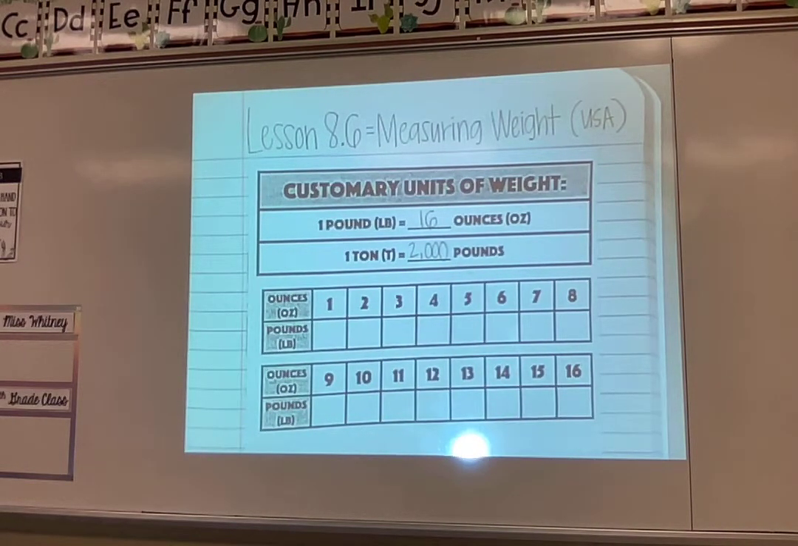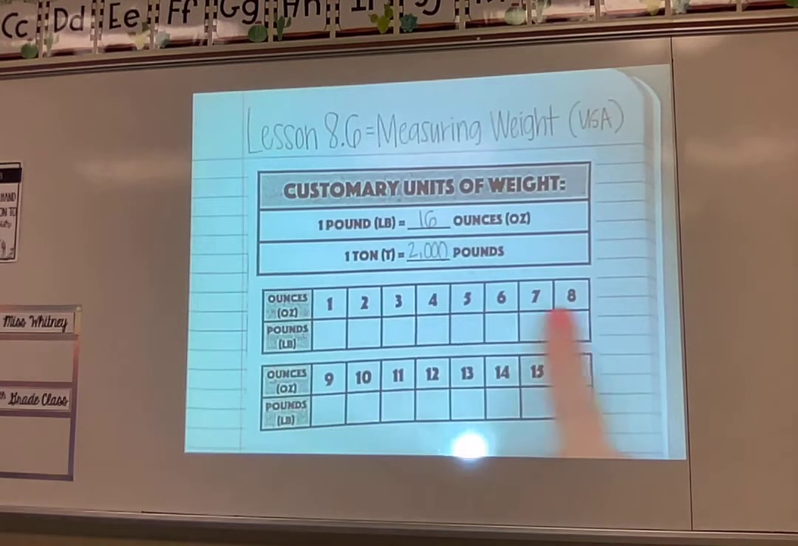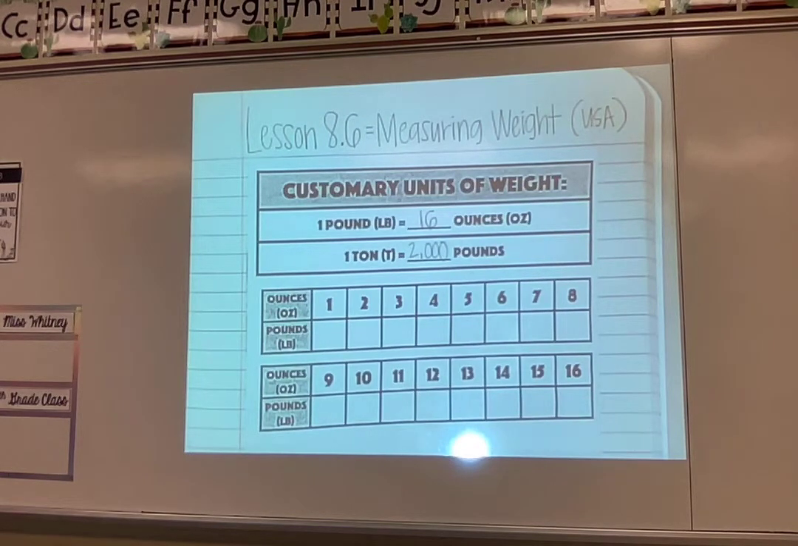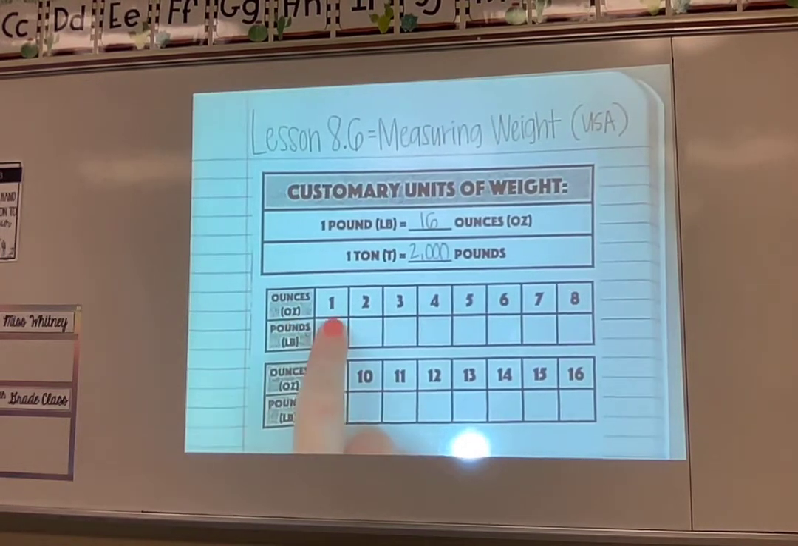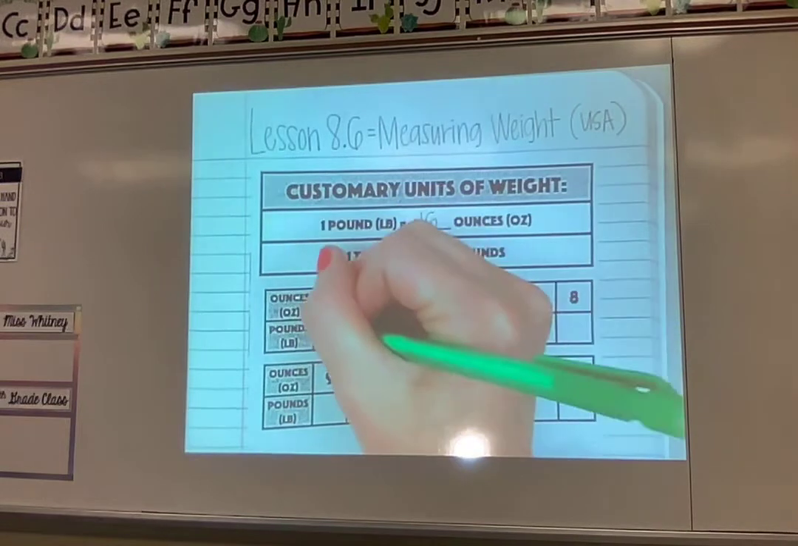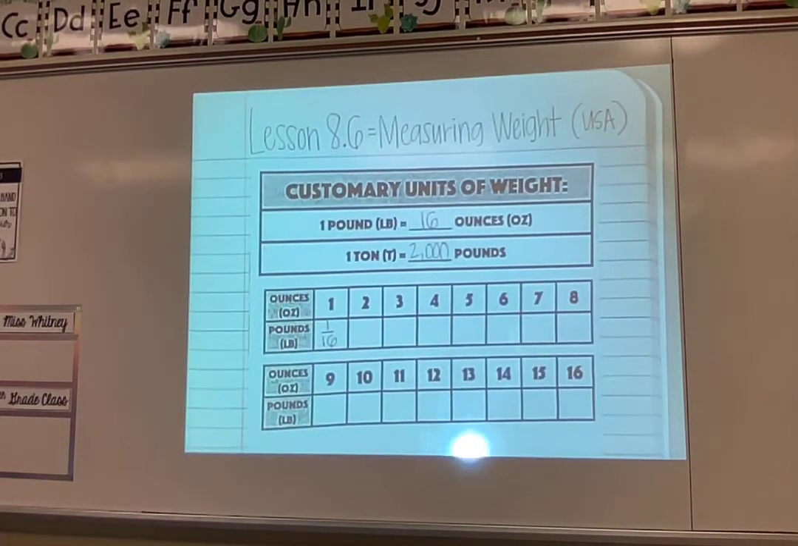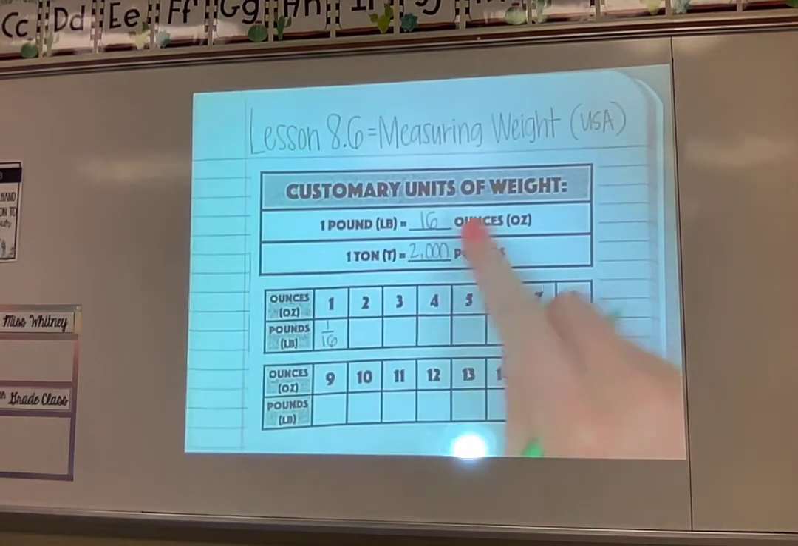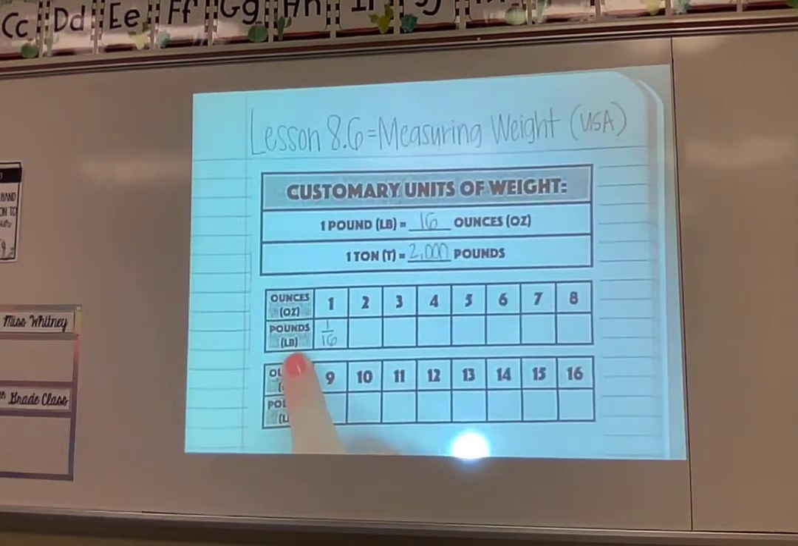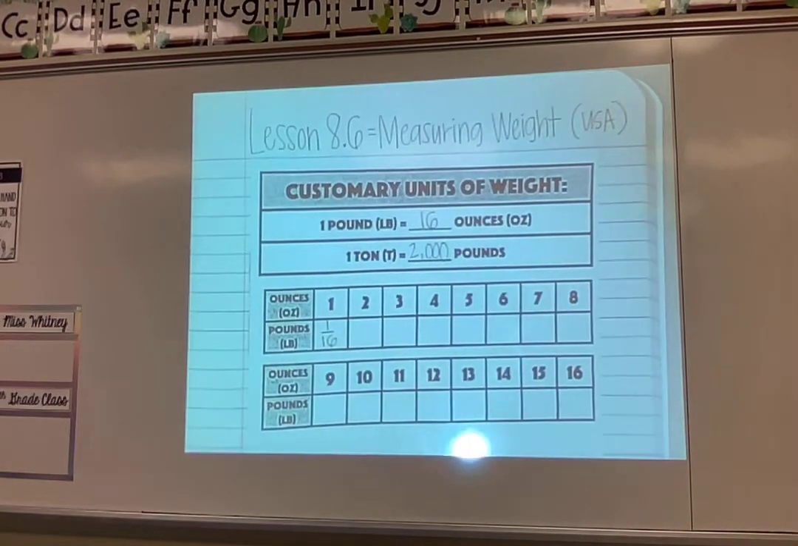Now, the other thing that we need to look at with these is a lot of times whenever things are measured in ounces, they won't just say the ounces. Instead, they'll use a fraction of the pound. So what I mean by that, if I weighed something and it weighed 1 ounce, instead of saying 1 ounce, sometimes people say it weighs 1/16 of a pound because I have 1 ounce and it would take 16 to make a full pound. So that's 1/16 of a pound.